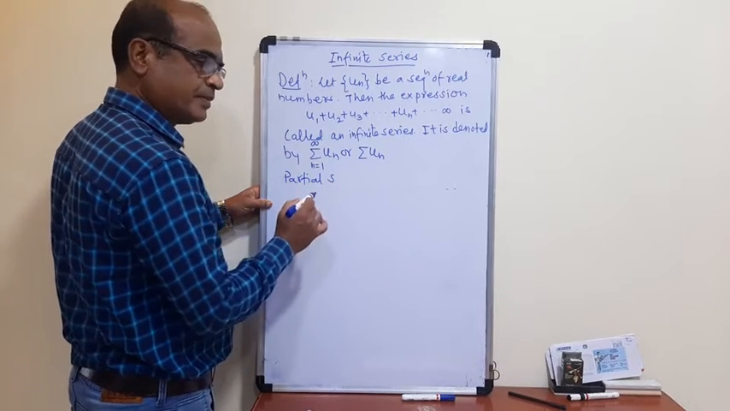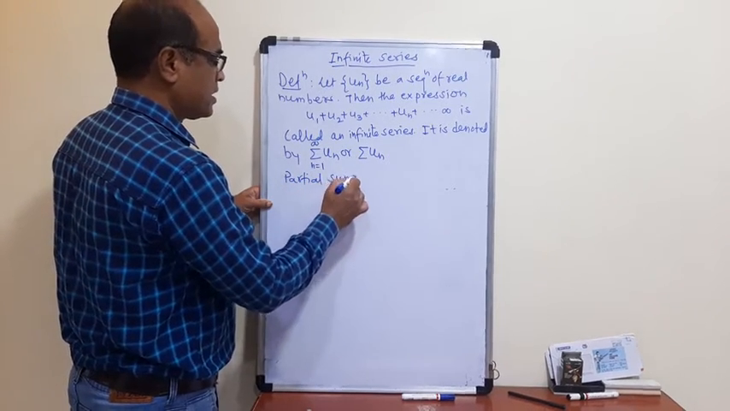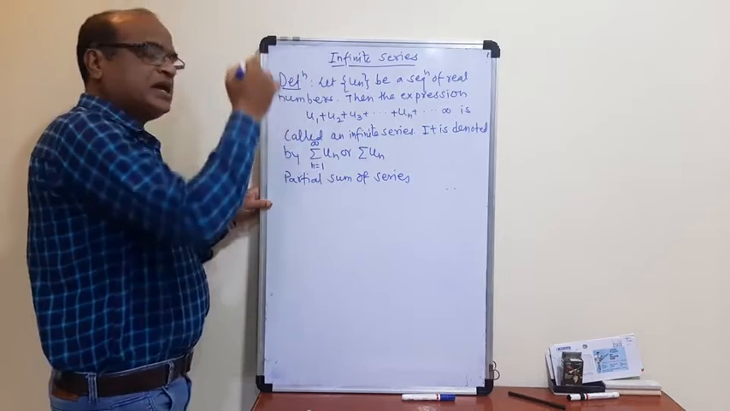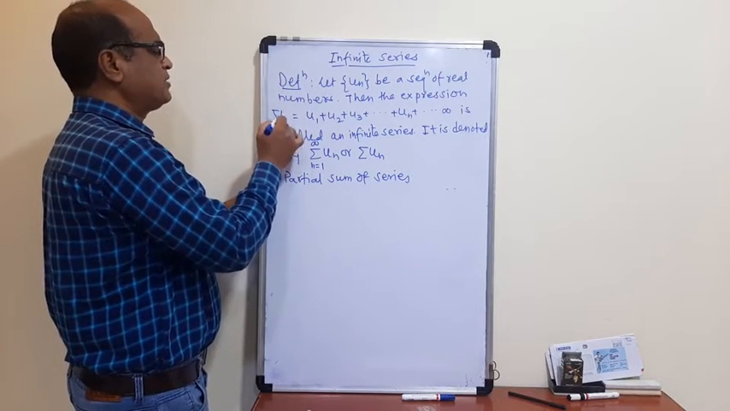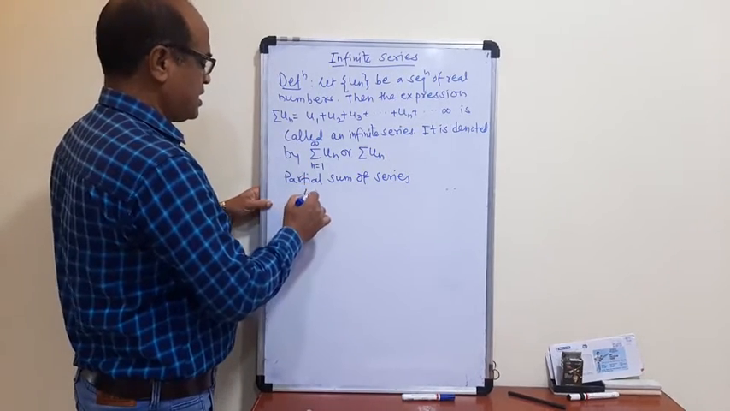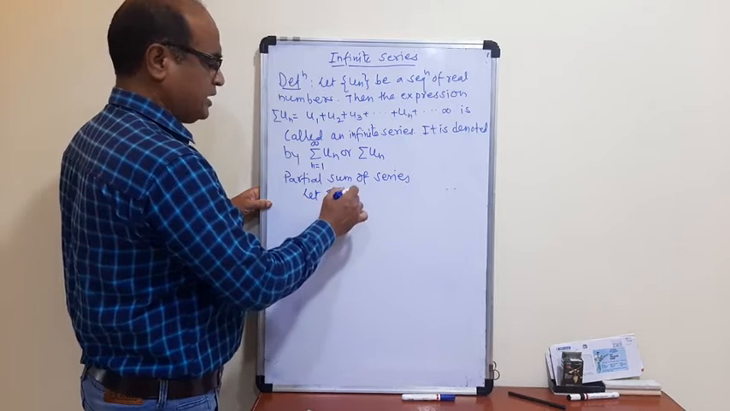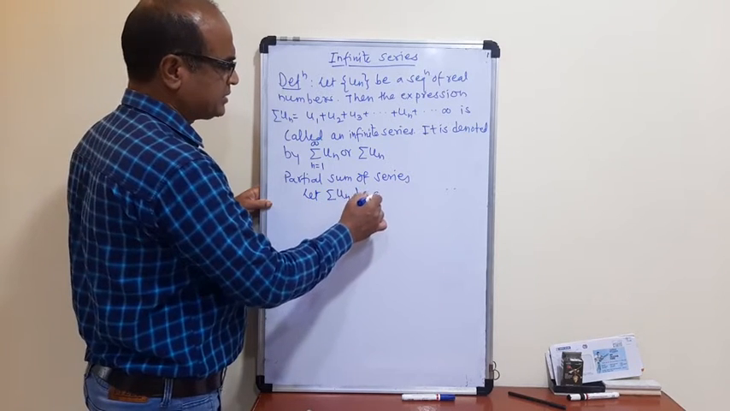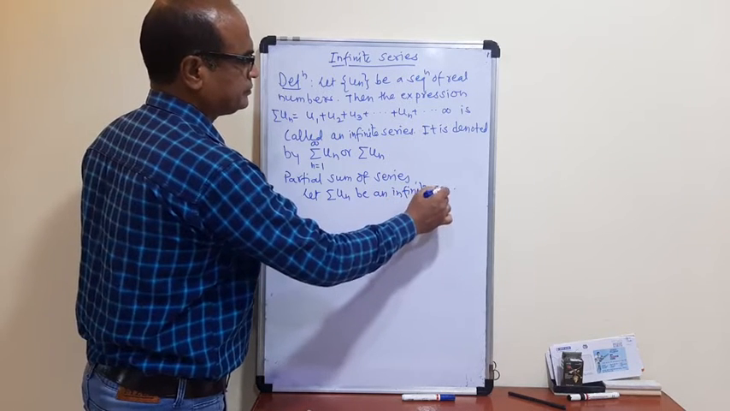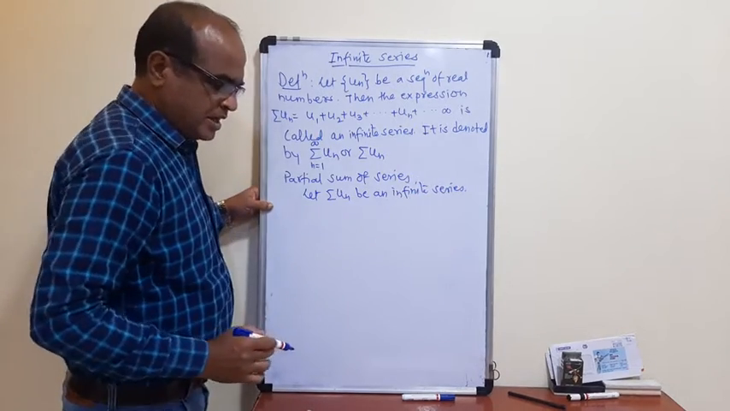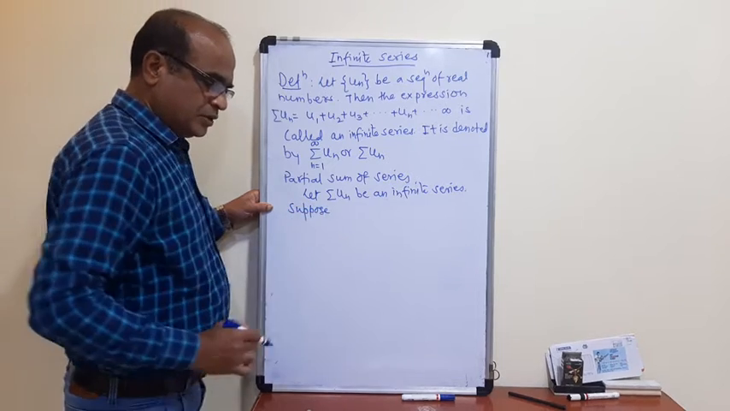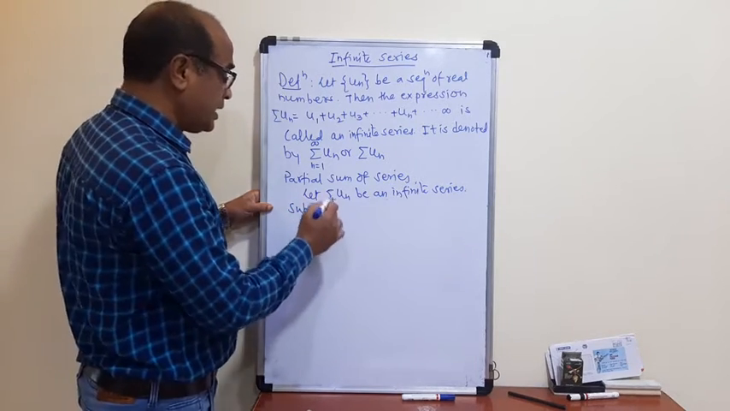Partial sum of the series. So this is the series, summation un. What is the partial sum? Let summation un be an infinite series. Suppose we write Sn.